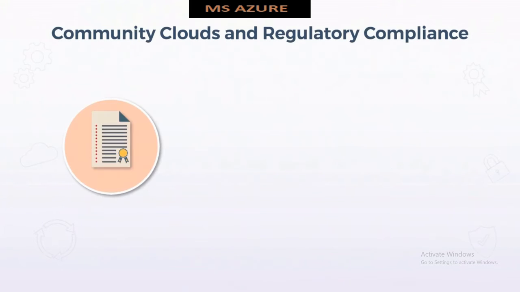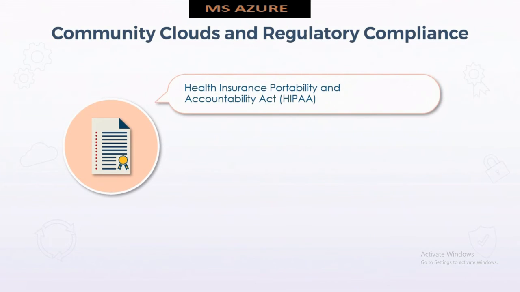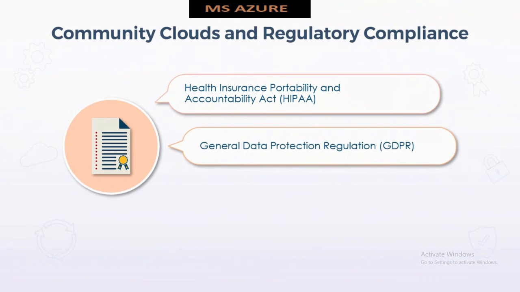There are many different types of laws and regulations that might have to be adhered to in a community cloud environment, such as the Health Insurance Portability and Accountability Act, or HIPAA, in the United States for the protection of patient medical insurance and sensitive medical information related to those individuals. In the European Union, there's the General Data Protection Regulation, or GDPR, that is designed to safeguard sensitive data of European Union citizens, even if that data is being handled by an organization outside of the EU.